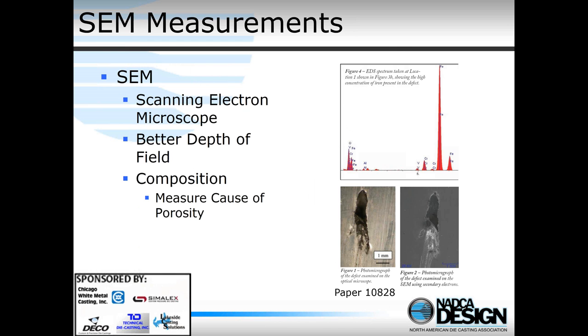SEM, scanning electron microscope, is another way of looking at the defects. It's a bit more exotic. Only do it if you've really got a problem. But a couple of advantages: it gives you much better depth of field. You can look into the holes a lot better. And we can also get chemical information. So in this case, it looks like the defect was a piece of iron that got into the casting.